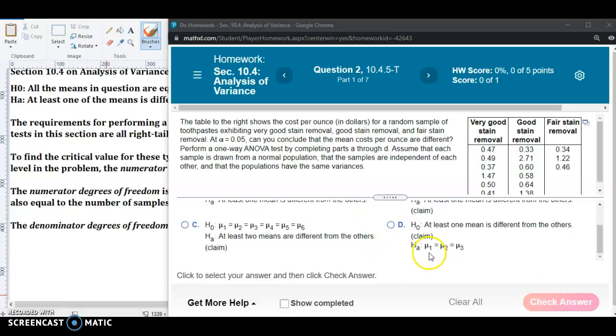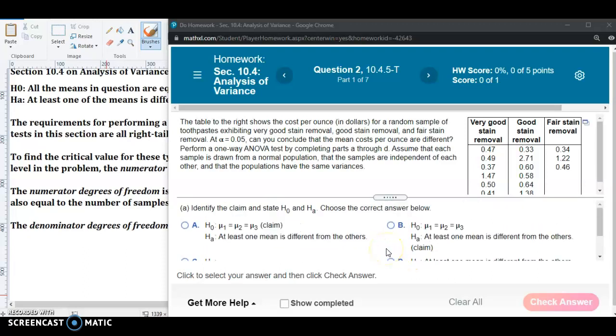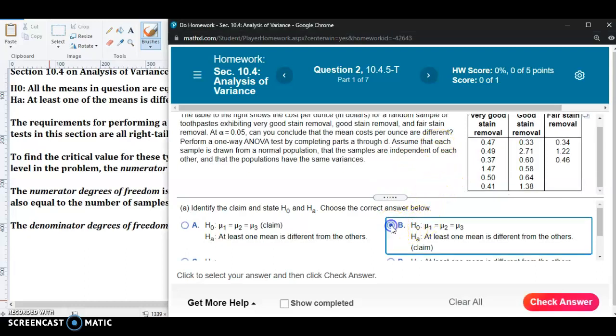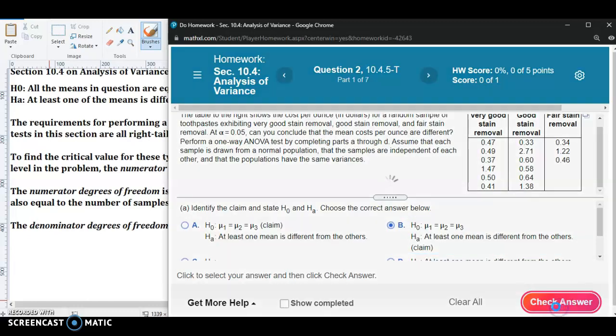So you can look at the answer choices carefully. All right, so it's between A and B. Okay, so if you carefully read the problem, it says, can you conclude that the mean cost per ounce are different? So that means that the claim is going to be the alternative hypothesis. So answer choice B would be the correct answer there.